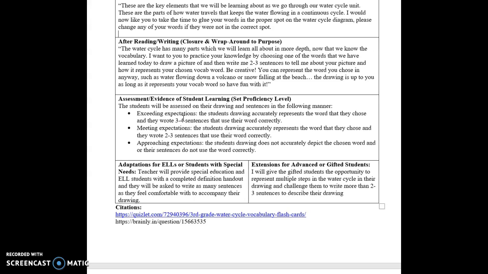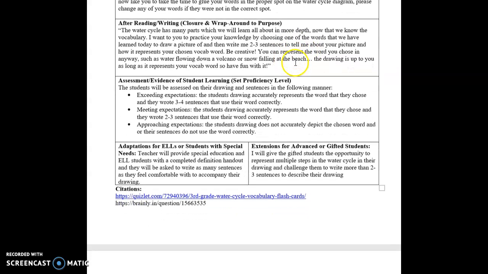So even if it doesn't make a whole ton of sense to their day-to-day lives, for example, if they choose water flowing down a volcano or snow falling at the beach. Oftentimes, I'm sure these students aren't seeing water falling down a volcano, but that shows runoff and precipitation. So just something fun. They can chat with their table groups and draw pictures together and make it interesting. And then I would have them write 2 to 3 sentences saying, for example, this is water flowing down a volcano. When water flows down a volcano, it is an example of runoff. So using their word in the sentence to describe their picture to me.